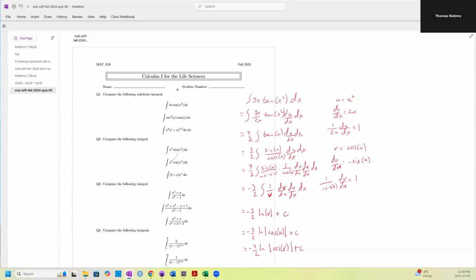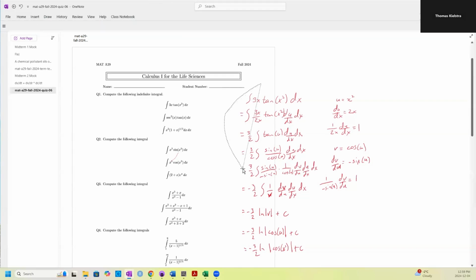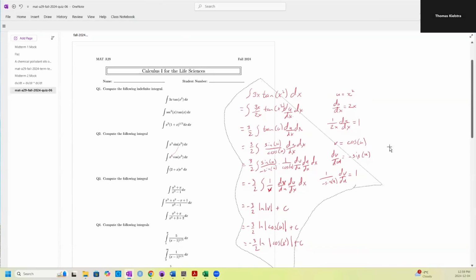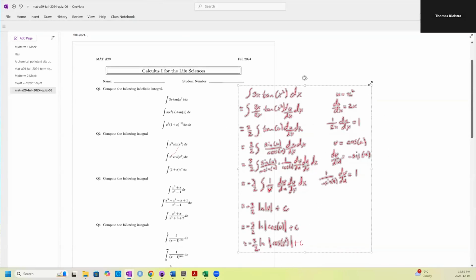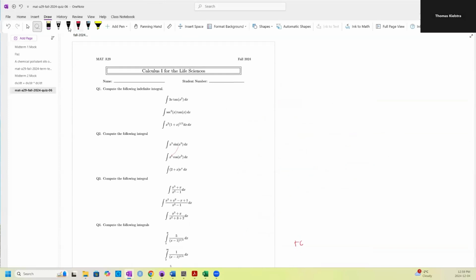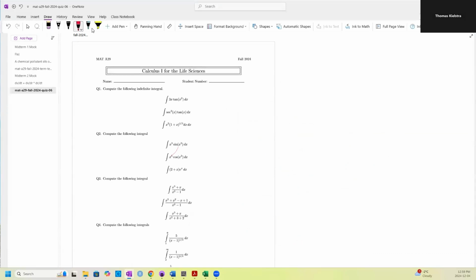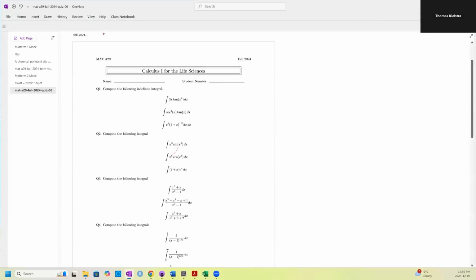Okay. So let's remove what we've done so we can do the next problem. Just going to erase that. And now we're going to be looking at the integral of secant squared x tan of x dx.